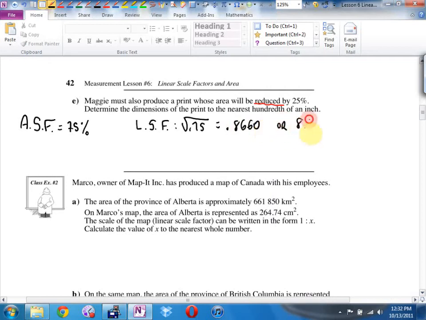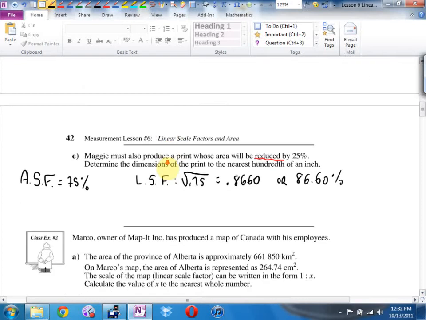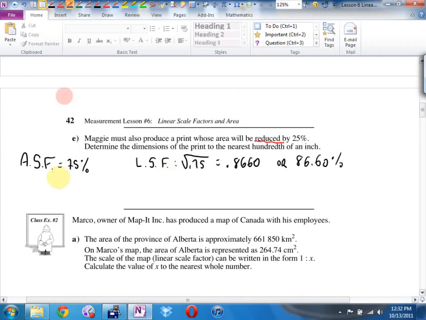This wants the dimensions of the print. You guys stay on this page. I'm going to turn back one page. Once we have the linear scale factor, 1.2 as a decimal, how did we find the dimensions? What did we do with that linear scale factor? Jordan, what did we do? Times it. Okay. So it was originally 8 by 10. The new dimensions are going to be 8 times 0.8660 and 10 times 0.8660.